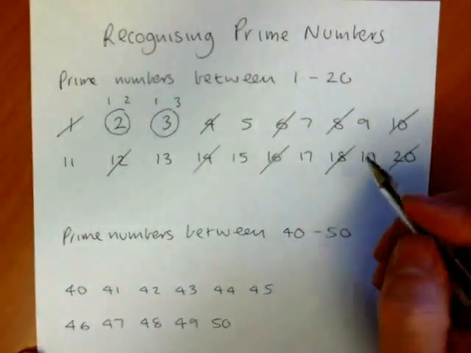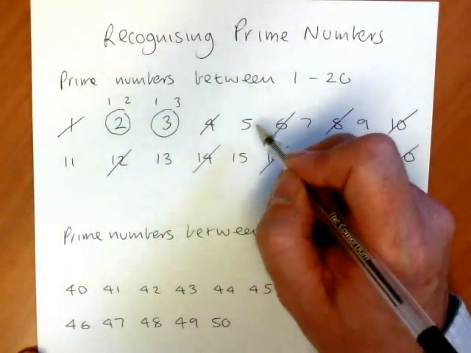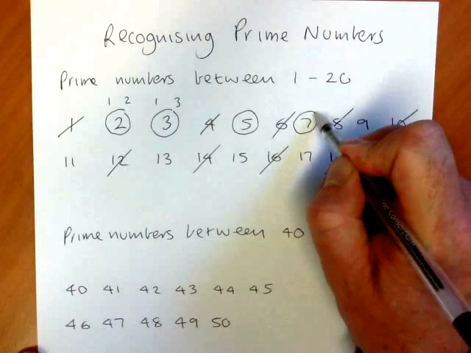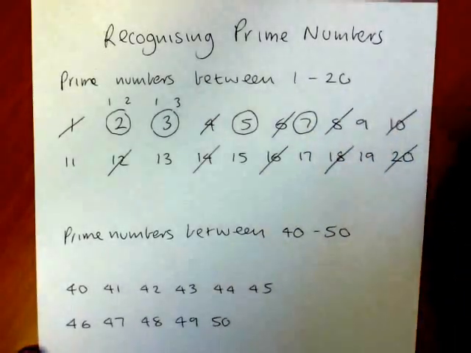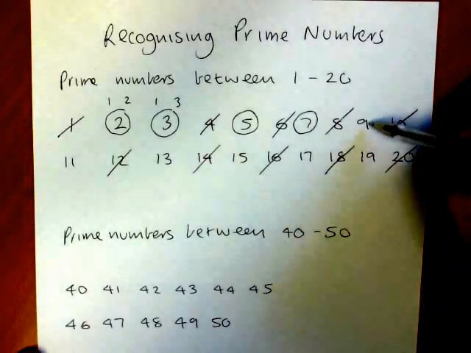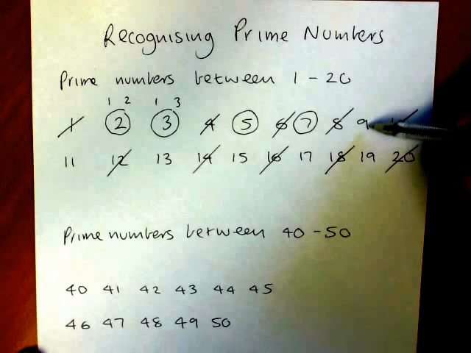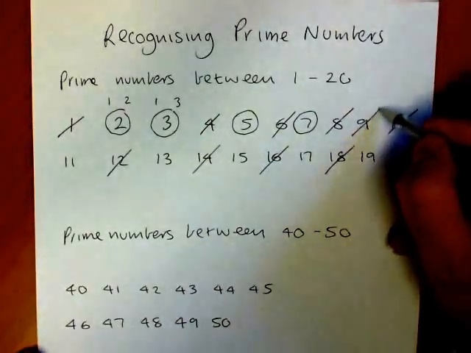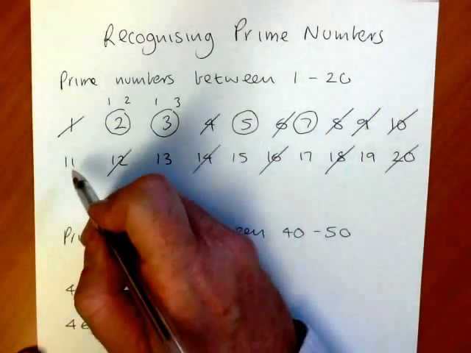Now, look at the numbers that are left. If there's nothing that goes into them other than 1 and themselves, then they are prime numbers. So I will circle the prime numbers. Now 9, although 2 won't go into it, you have to check will 3 go into it. And 9 is 3 3s, so 9 is not a prime number.